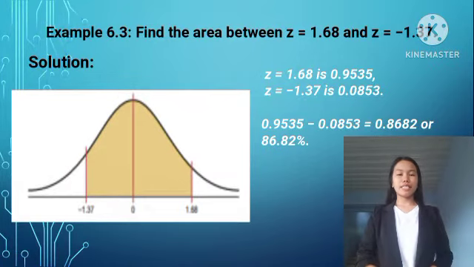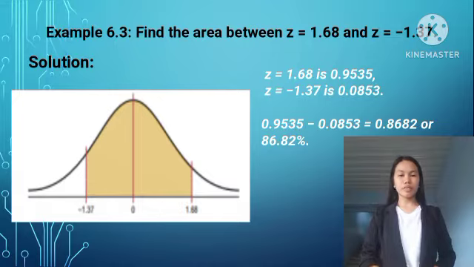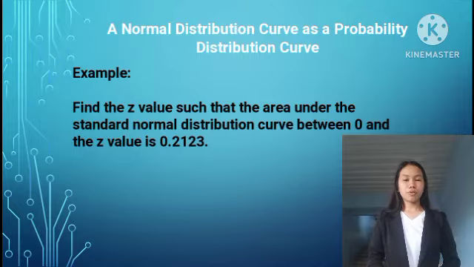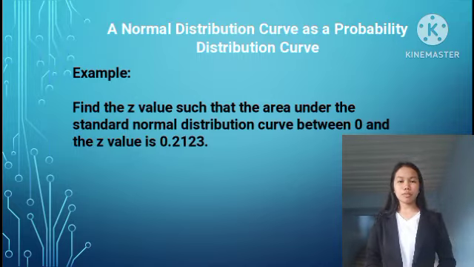Find the area between z equals 1.68 and z equals negative 1.37. The value of 1.68 is 0.9535 and the value of negative 1.37 is 0.0853. To find the area between the two z values, we subtract 0.0853 from 0.9535 and the answer is 0.8682 or 86.82%.